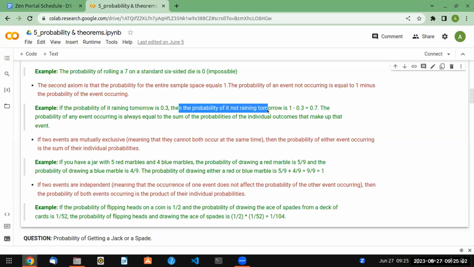If something is going to happen with this much score, not happening is 1 minus that score. Now suppose there is a 30% chance that it is going to rain tomorrow. That means I am indirectly telling you there is a 70% chance there is no rain tomorrow.